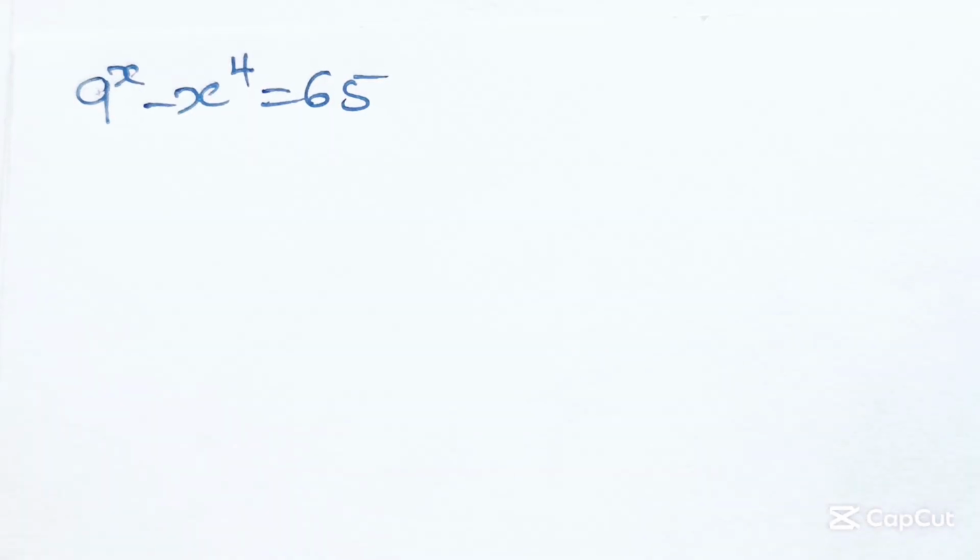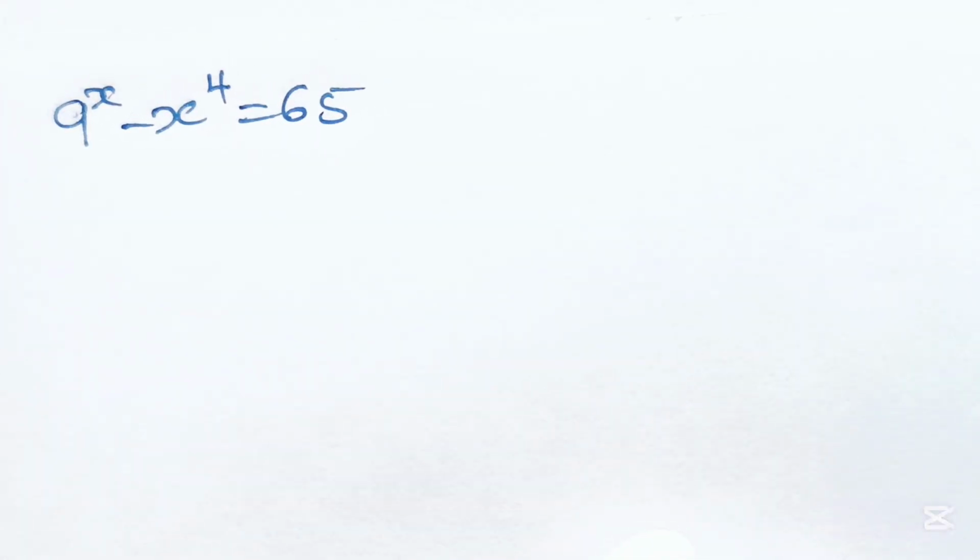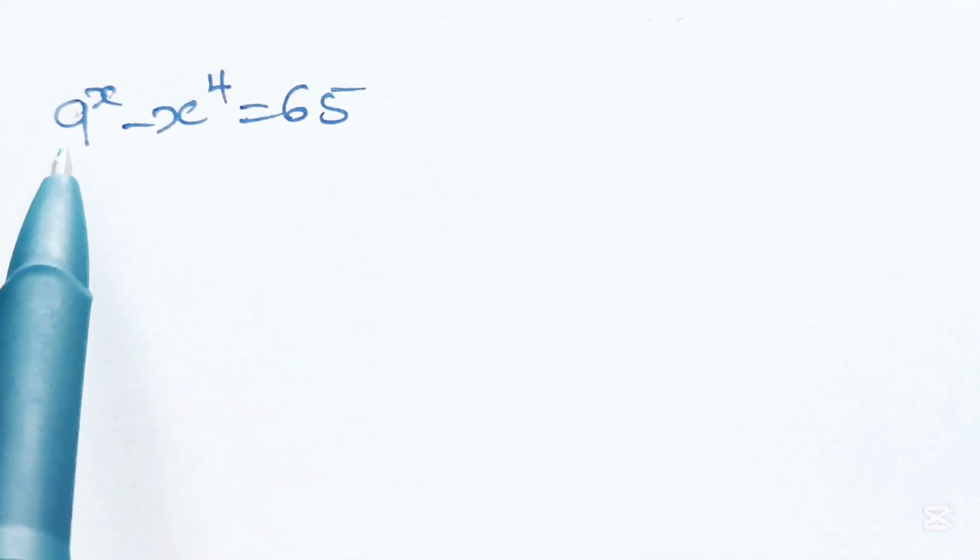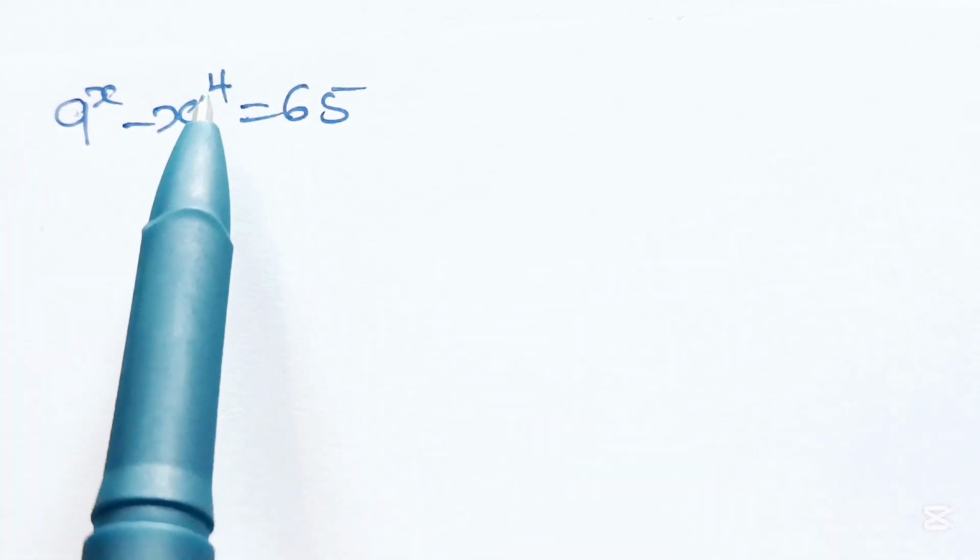Hi everyone, let's solve for x. First, I want you to note that the only thing we can do is to introduce difference of two squares here, okay? And the best way to do that is to express 9 as 3 squared and 4 as 2 multiplied by 2, okay?